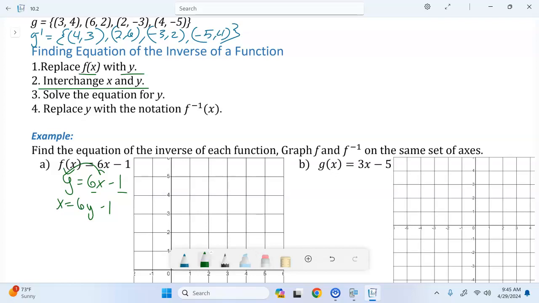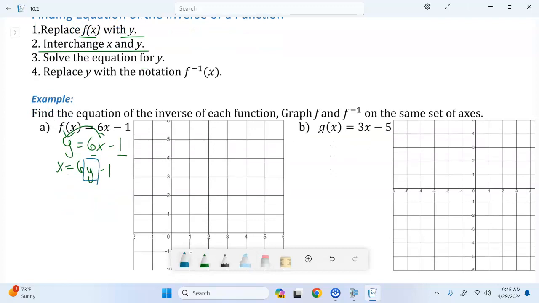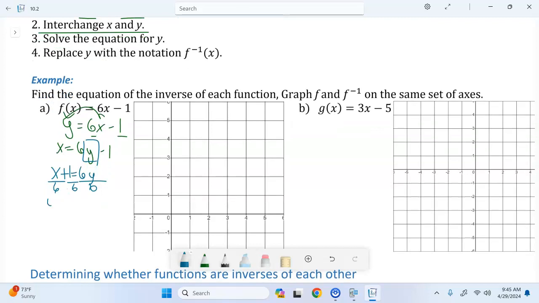Then we want to get it back into standard form, so we're going to solve for y. What can I do to get y by itself? Add 1, and then divide by 6. So we get y equals 1/6 x plus 1/6. And then we want to go ahead and return it back into function notation. But since we found the inverse, we're going to write it as f inverse of x equals 1/6 x plus 1/6. So we've got the inverse equation.